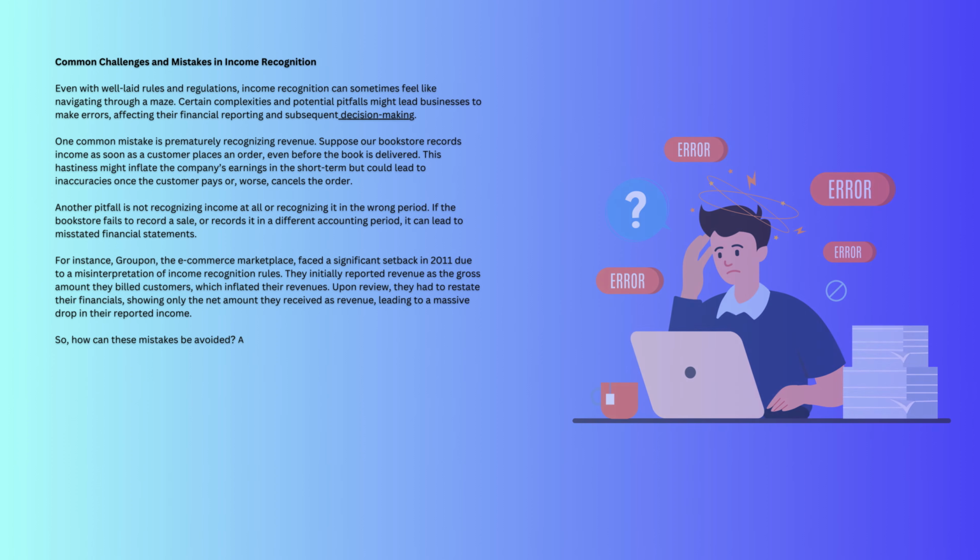So, how can these mistakes be avoided? A robust internal control system is essential. Regular auditing and review of financial statements, thorough knowledge of income recognition rules, and timely adjustment of entries can help ensure accurate income recognition.